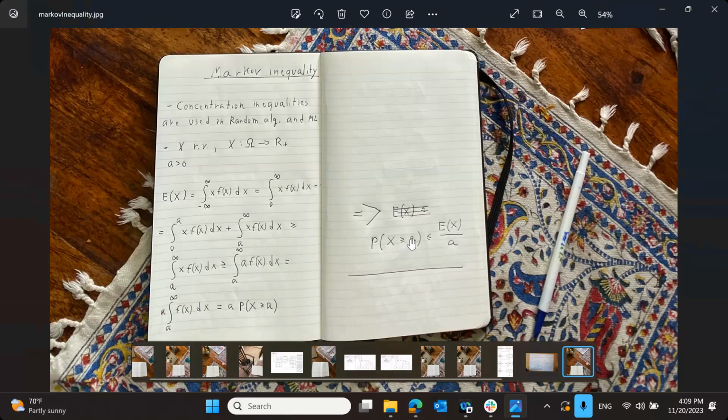If instead of A, you put here A times the expectation, you will get here 1 over A, which, if A is bigger than 1, is a small number. So you're bounding the probability of being far away from the expectation. You can ask yourself, what's the probability of the random variable being two times the expectation or further, and you get something that is smaller than half, just as an example. So that's the Markov inequality.